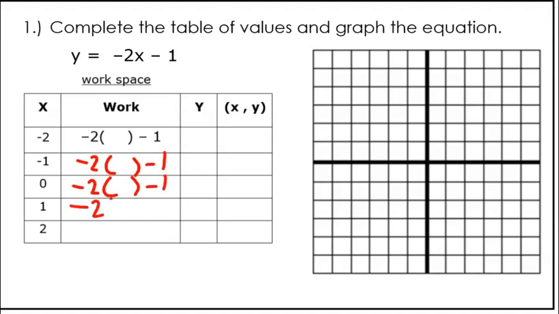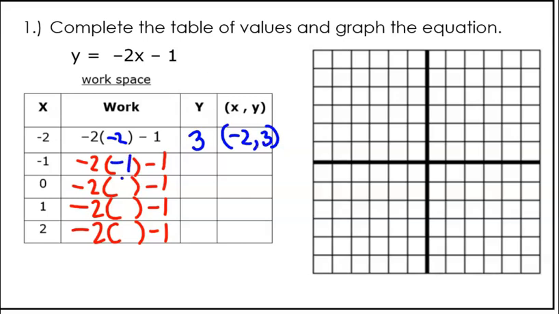We're going to multiply by -2 and then subtract 1. So the first value I'm going to substitute is -2. And when I substitute -2, I get -2 times -2, which is +4. +4 minus 1 is 3, leaving me with the point -2, 3. That pair of values makes the equation true.